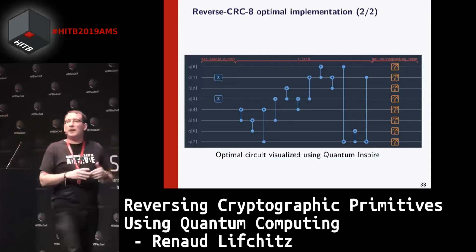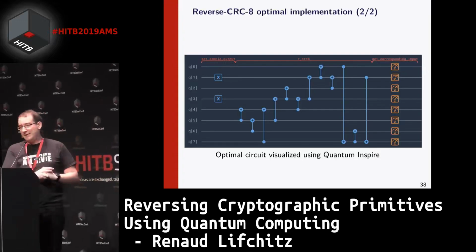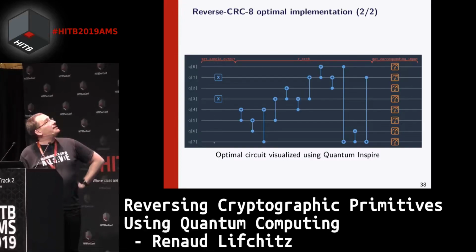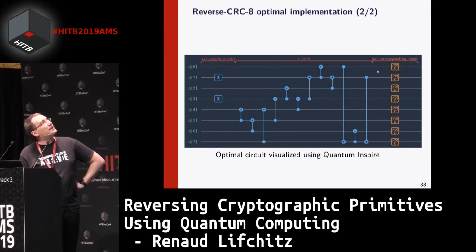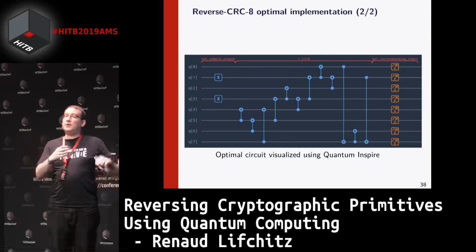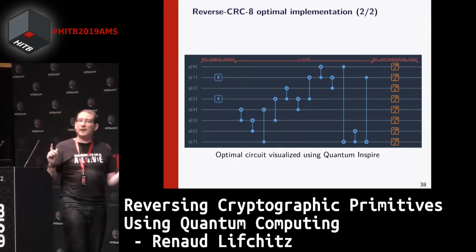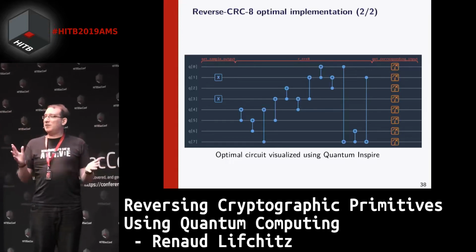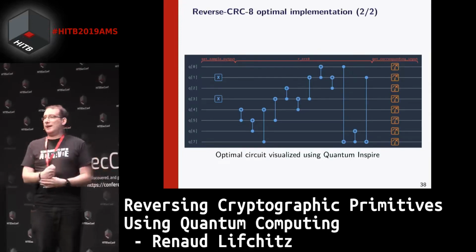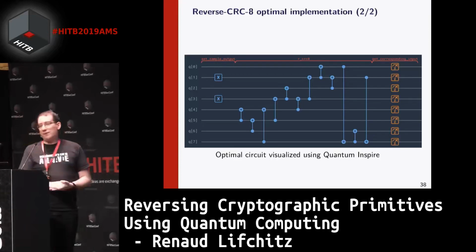Here is the same circuit, but in a more graphic fashion. The idea is to set the outputs of the CRC8 circuit. You have the reverse CRC8 circuit, and at the end you will get the input value of the CRC8 function. That is to say, you have reversed the CRC8 function using quantum computing. And what's interesting is you haven't studied any arithmetical property of CRC8. It's a generic way to invert a function. You don't have to study the mathematical properties of functions. It's a very general way to invert a function.